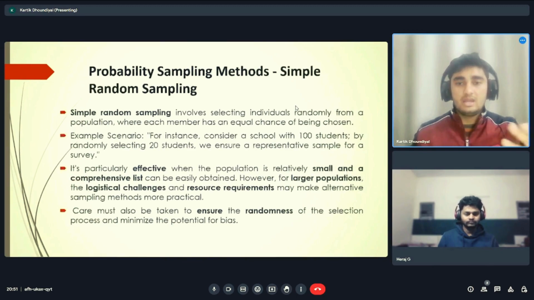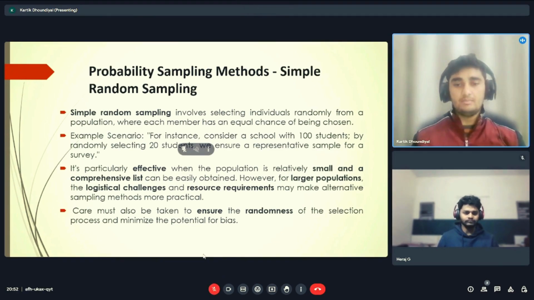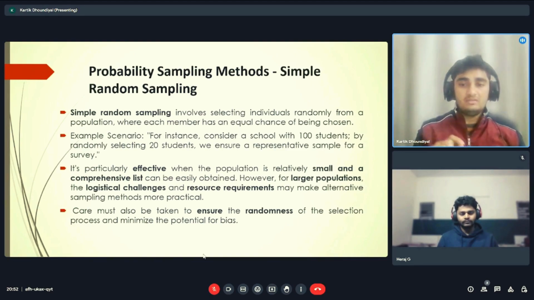Now, there are multiple types of probabilistic sampling, but the first one is simple random sampling. Imagine a school with 100 students. By randomly selecting 20, we obtain a representative sample for a survey. Simple yet powerful, this method is particularly effective for smaller populations where a comprehensive list is easily obtained. But beware, simplicity demands caution. Logistical challenges and potential biases lurk in the shadows, requiring meticulous attention to the randomness of the selection process.